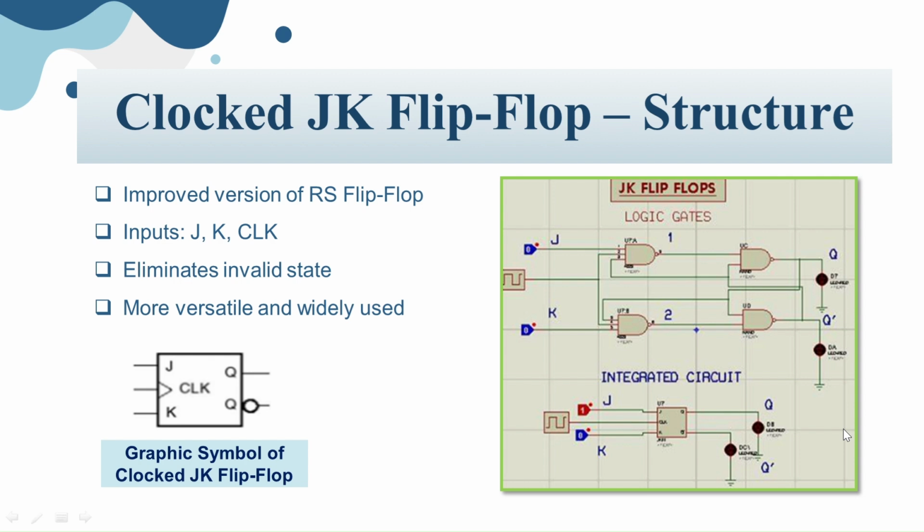The JK flip-flop is one of the most commonly used flip-flops because it removes the undefined behavior found in RS flip-flops. It has predictable behavior even when both inputs are active. This is the graphic symbol of the clocked JK flip-flop. We can see that the inputs are J, K and clock CLK and the outputs are Q and Q bar.